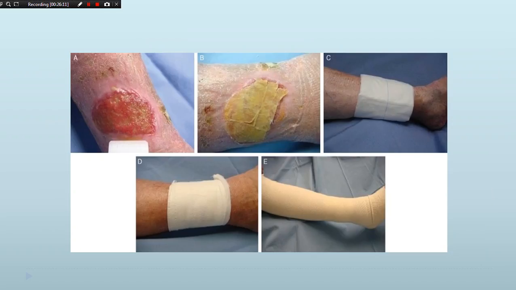This is just an example of somebody who's got a venous ulcer and maybe some of the coverings that we would use as we're looking to heal it.